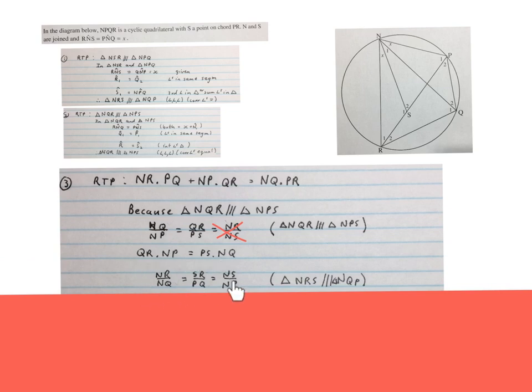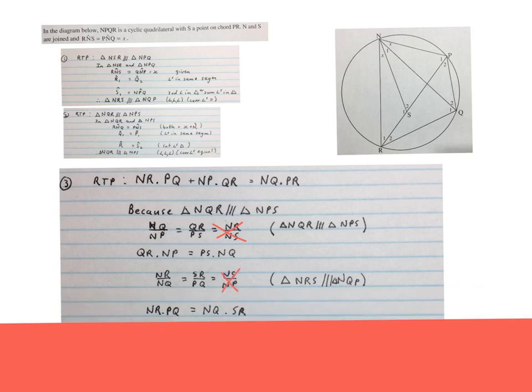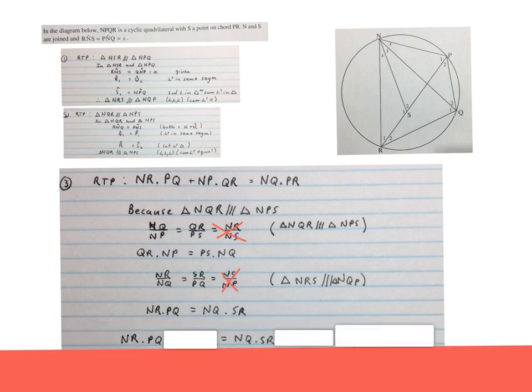Then we go to the other two triangles that were similar. We write down their ratios. Take out the ratio we don't want. And then times by the LCD again to get to this situation. Then you can write down these two again.